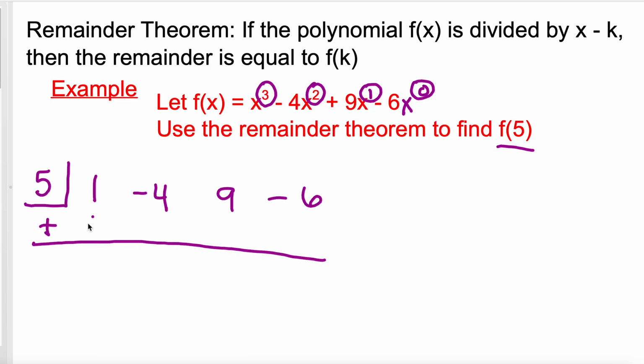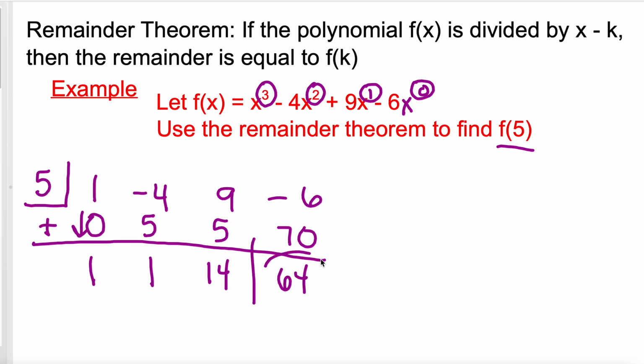And so we set this up. I'm just going to put a 0 here because remember, nothing can go here. We're just going to drop this 1 down. Then in the process of synthetic division, we take our number here times this number, so 5 times 1 gives us 5, and we place it under our next number. Then we add these two together, which gives us 1. So 5 times 1 is 5. Add these two together, and I get 14. Then I take 5 times 14, which is 70, and I add these two together, and I get 64. And this last number is our remainder.